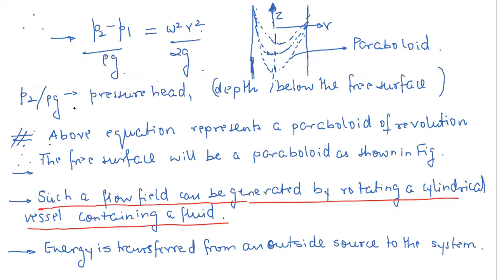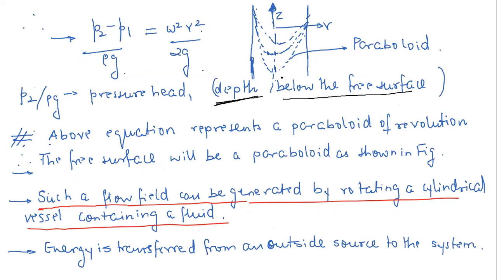Now, what is this P2 by rho g? This is nothing but the pressure head. Pressure head means you can simply call this the depth below the free surface. Depth below the free surface. So finally, nothing else.